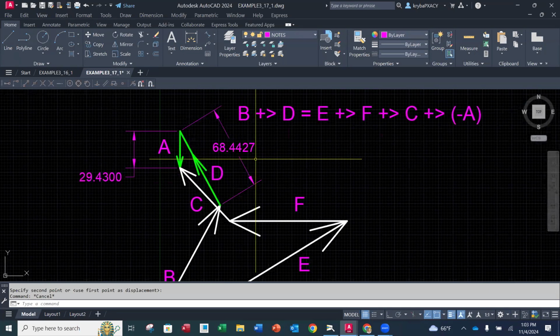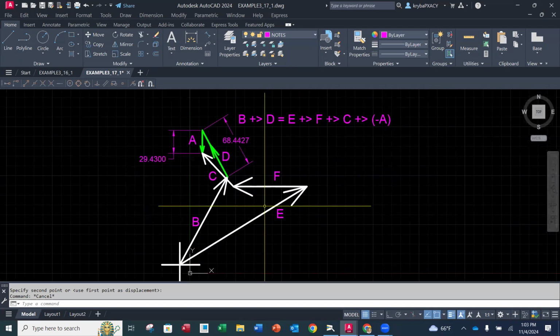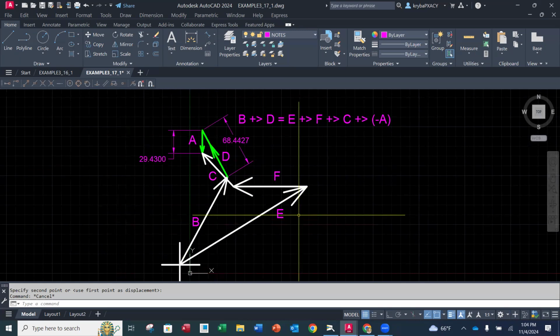So the length now does match what the book has. We got 68.4. They have 68 even. And then A, I have 29.43. They round it to 30. So again, within the, I'm going to say, margin of error. We hear that a lot lately. Within the margin of error, we're going to call that good.